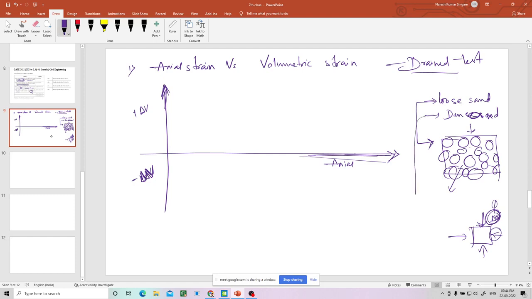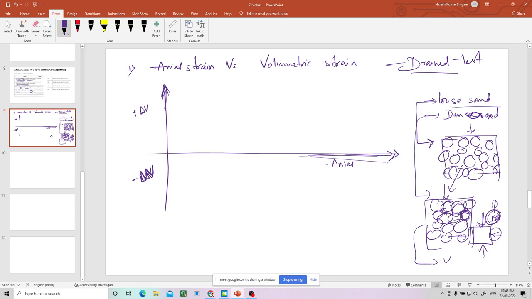Whereas taking the dense sand, it is already so much compacted. The soil particles are very near to each other. Whenever you are applying some load on this, all the particles will try to roll over each other. When they are rolling over each other, what happens? Voids will increase, the total volume will increase. That's how dense sand and loose sand behave when the load is there.